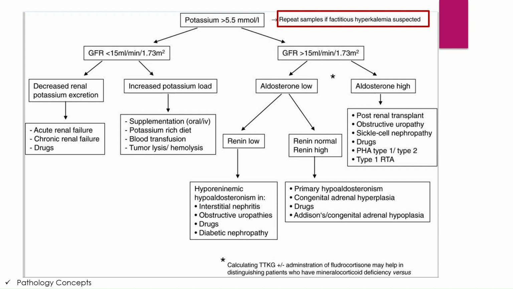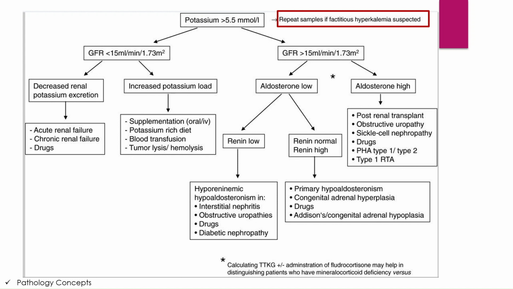In decreased renal potassium excretion, the causes are acute renal failure, chronic renal failure, and drugs. The causes of increased potassium load are supplementation, oral or IV potassium, potassium-rich diet, blood transfusion, and tumor lysis or hemolysis. If GFR is more than 15 ml per minute, then check the aldosterone level.